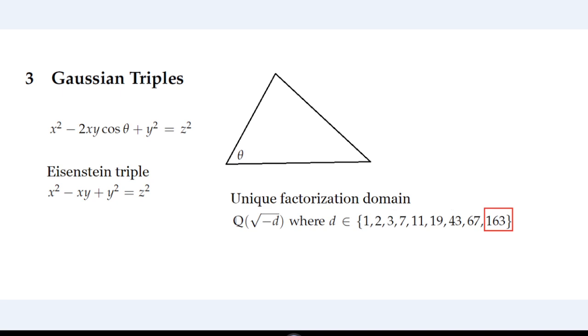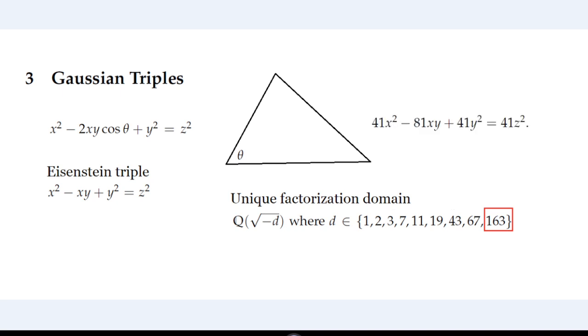Inspired by the Gaussian integers and the Eisenstein integers, my first approach toward finding more angles used a unique factorization property of the ring of integers of the quadratic imaginary fields. It was conjectured by Gauss that there are only finitely many such fields, and in the early 1900s, the finiteness was proved, and the complete list, which is shown in the slide, was determined in the mid-1900s.